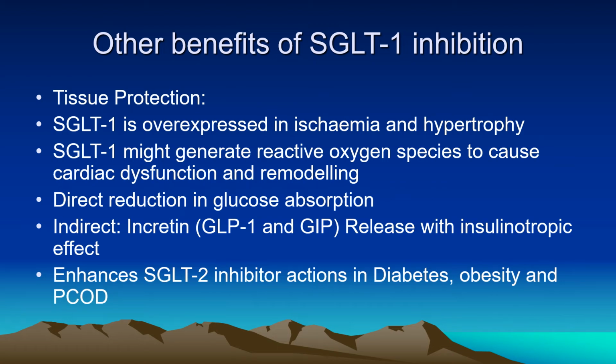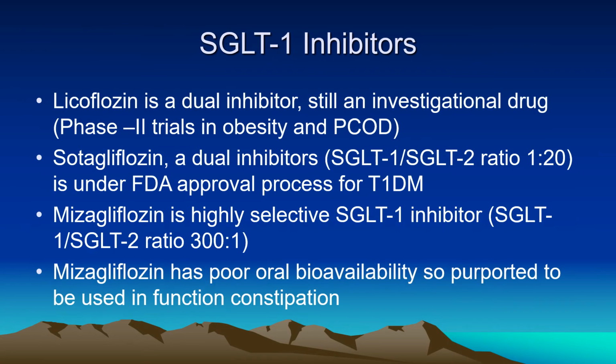And in fact, later on we will learn that dual inhibitors are also being developed. Now, licogliflozin is a dual inhibitor, still an investigational drug for the treatment of obesity and polycystic ovarian disease. Sotagliflozin is a dual inhibitor with a high ratio, that is SGLT1 to SGLT2 ratio of 1 to 20, and is under FDA approval process for the treatment of type 1 diabetes mellitus.